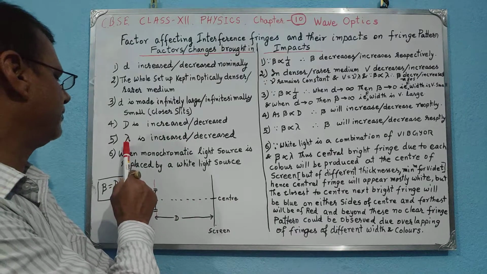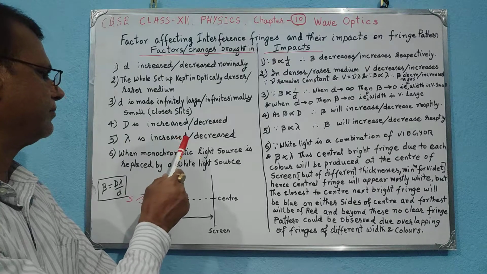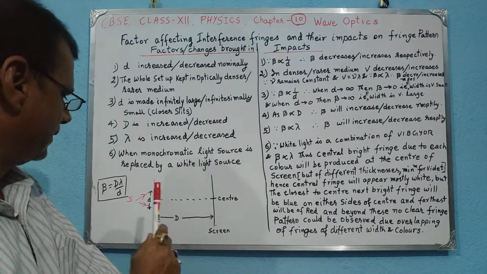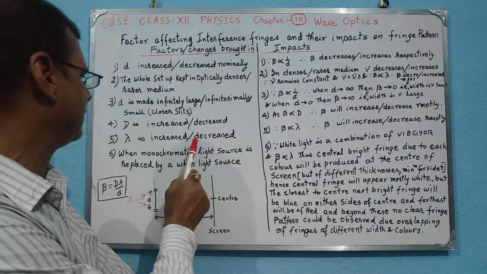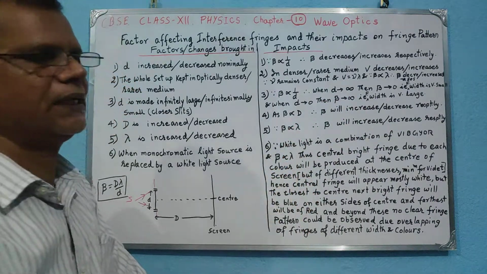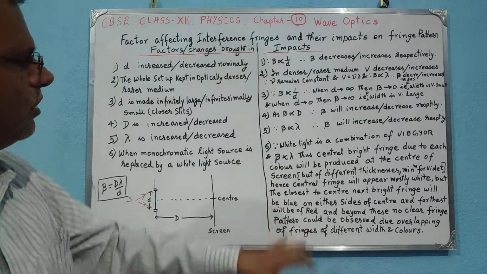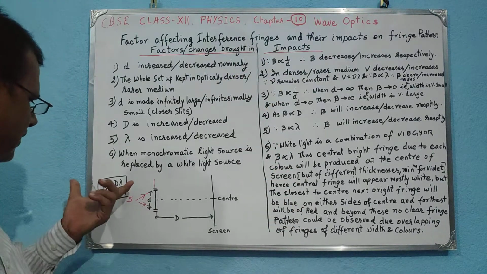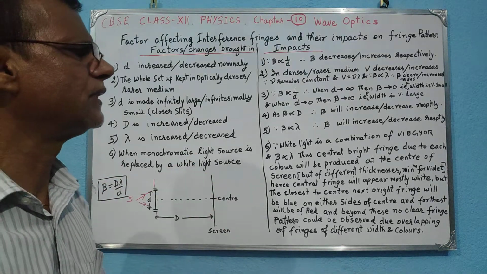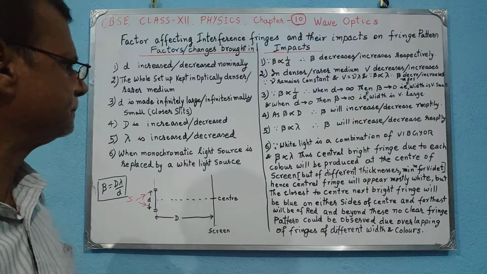And if the wavelength is decreased, meaning the source used has a light wavelength smaller than the previous one, then lambda is decreased and therefore fringe width will also decrease because beta is directly proportional to lambda. So in all these cases, if you remember this formula, your conclusions can be very easily derived. You need not mug up the things.